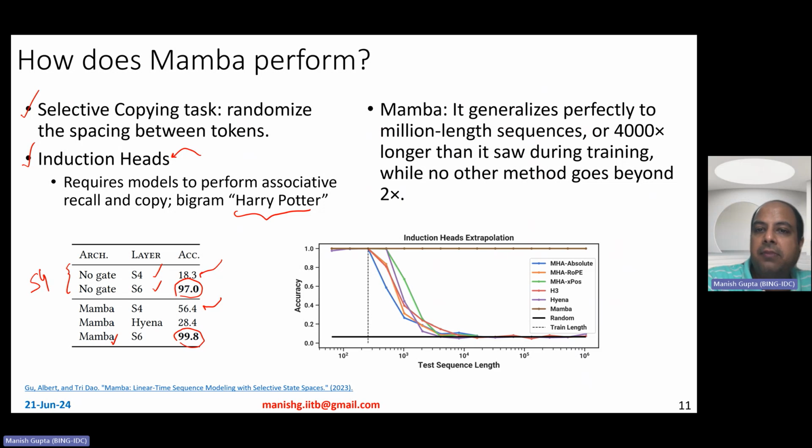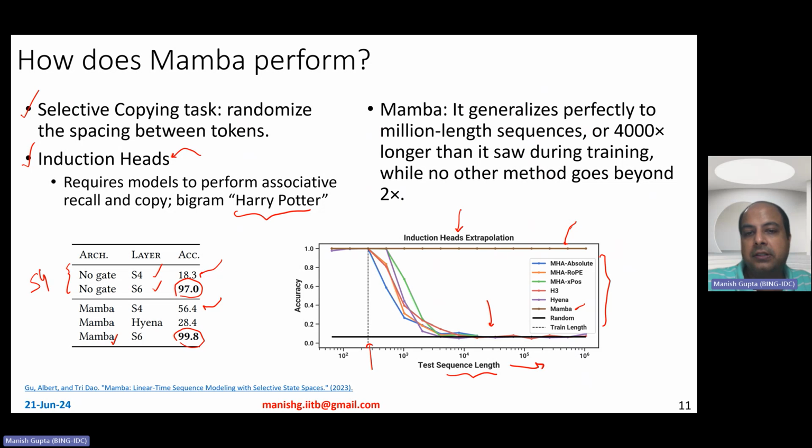Now if you think about the induction heads task, you can train it on sequences which are just 100 in size, but test it on very long sequences. So how well can it associate its memory over very long range sequences? What can be the comparisons across several models, including Mamba, which is basically the brown line right at the top? Everything else basically drops down as your test sequence length increases.